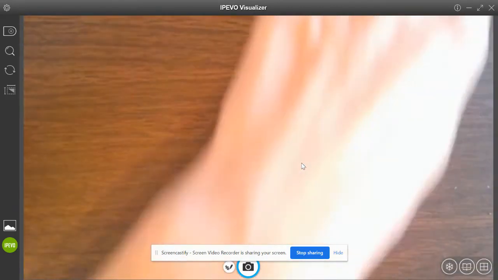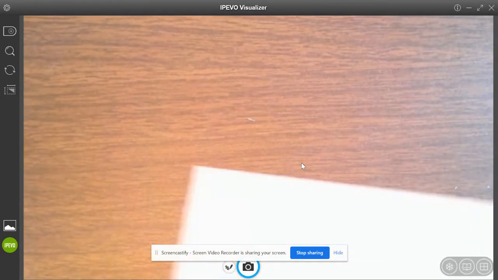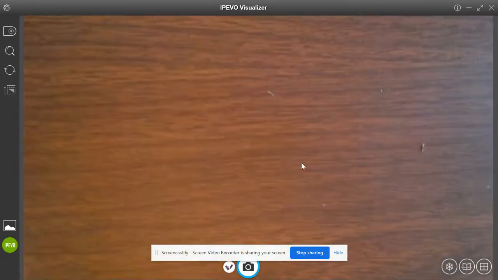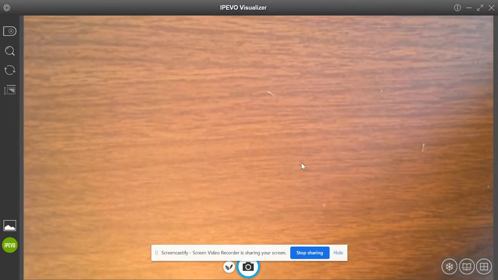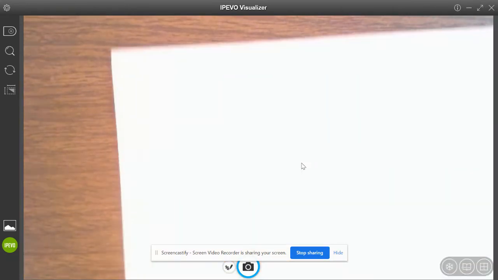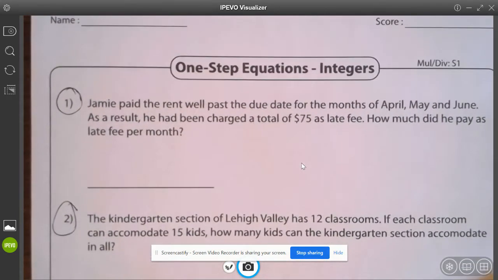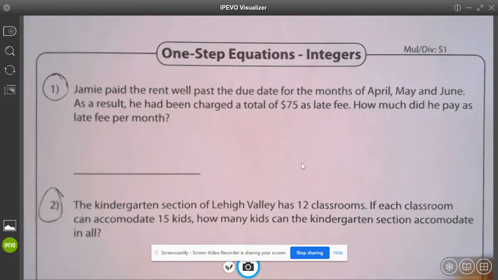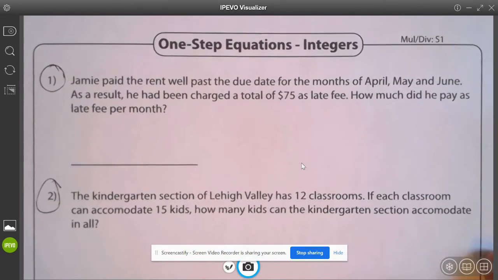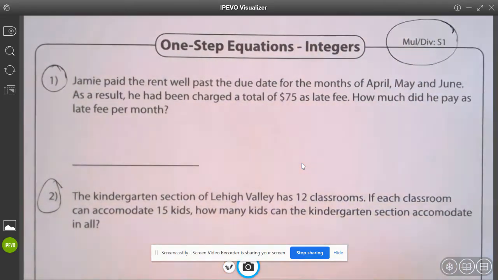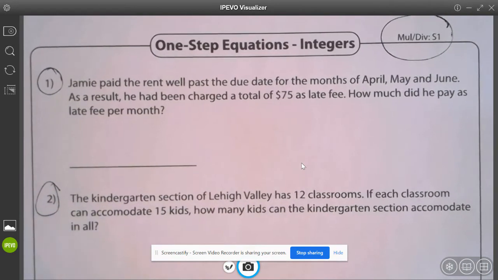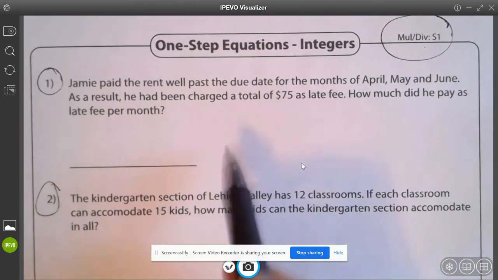All right, so then we have this. We're going to do some multiplying and dividing. So let's do that. I'm going to do the ones that are circled over here. So it says one-step equations. We are multiplying and dividing here, okay? We just need to read, okay?